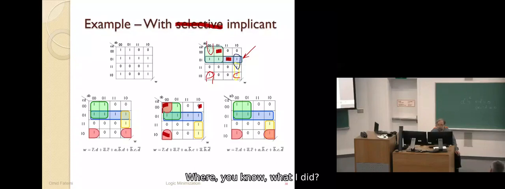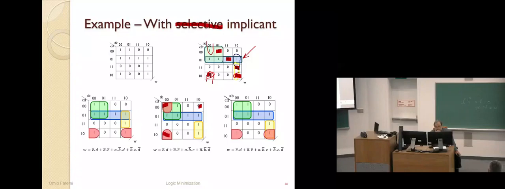You know what I did? I selected essential prime implicants, okay? Then we saw that after those essentials, three ones are left, which was here. This one, and this one, okay? So you have to select implicants which cover these three ones. So what is your selection? What do you select?